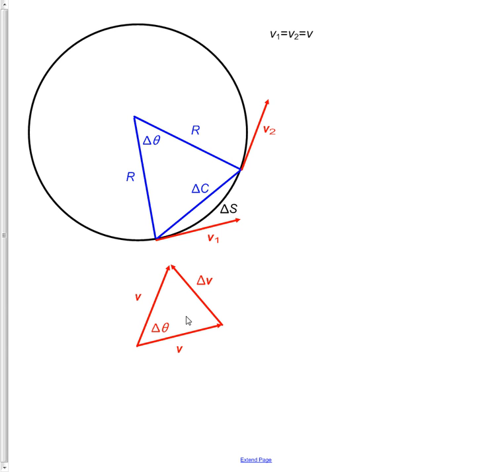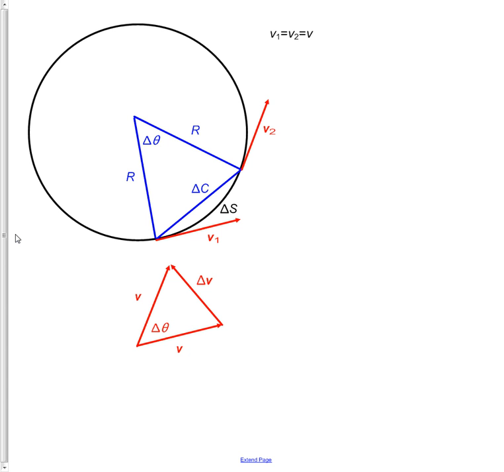Okay, so let's look at what we have here now. What we have here is, well, it's kind of simple. Because if I look here, I have an isosceles triangle whose apex angle is delta theta, and up here I have an isosceles triangle whose apex angle is delta theta. So these are similar triangles, which means any ratios that I can make in one of them, the corresponding ratios have to be the same in the other one.